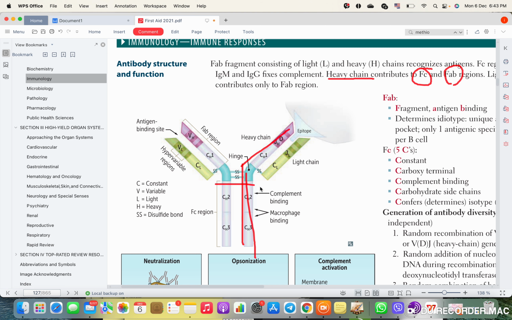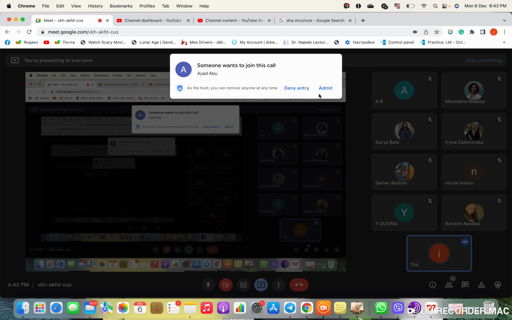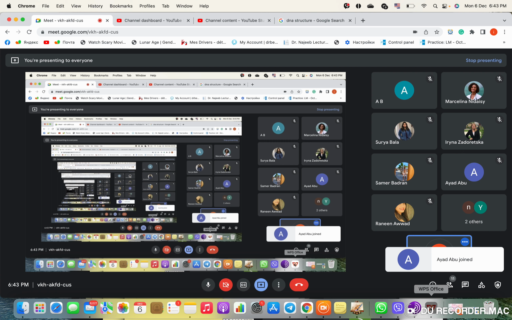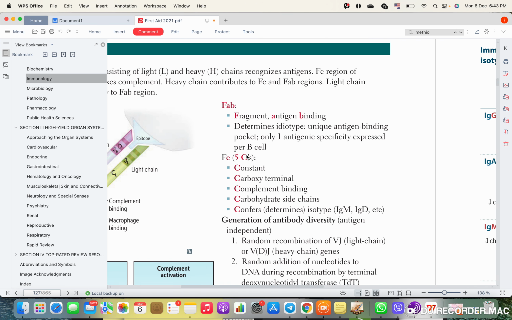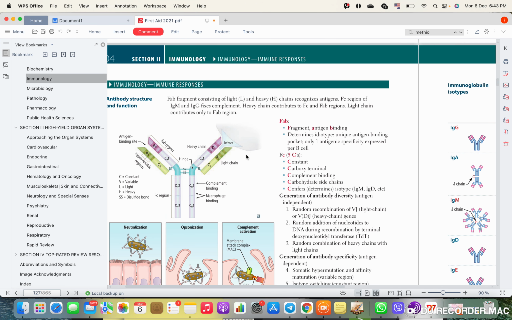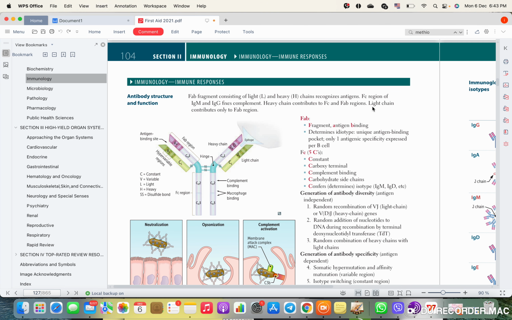Well, how do we call this portion, guys? How do we call this portion of the antibody? The Fc region, exactly. So we call it the Fc region. So the next thing, here we have done the Fab region, we have done the Fc region, and now we can move forward. So the light chain contributes only to the Fab region.